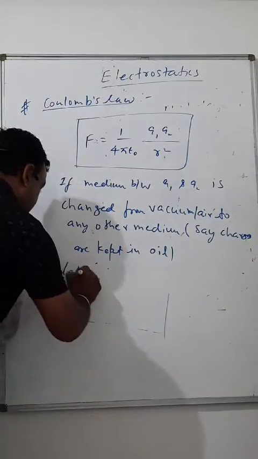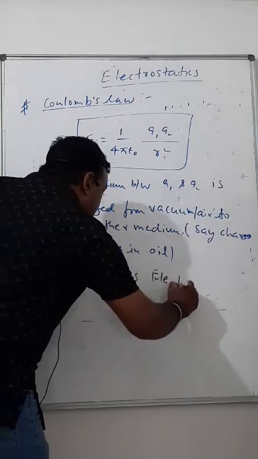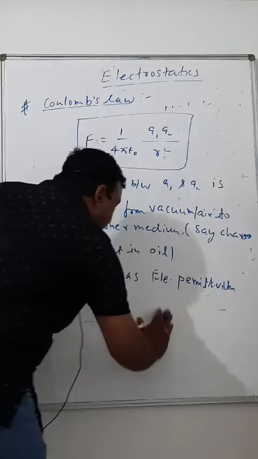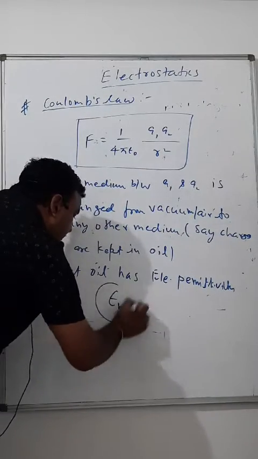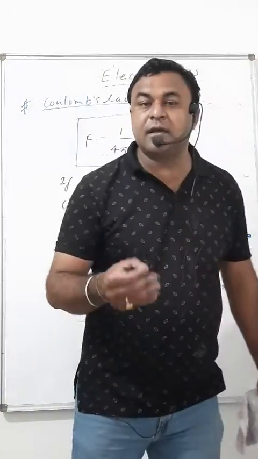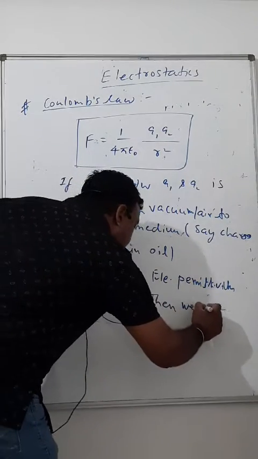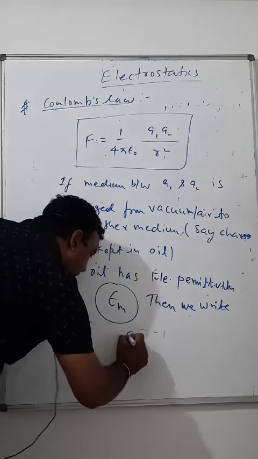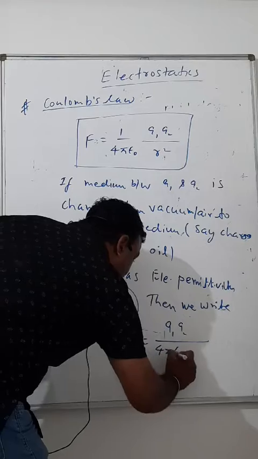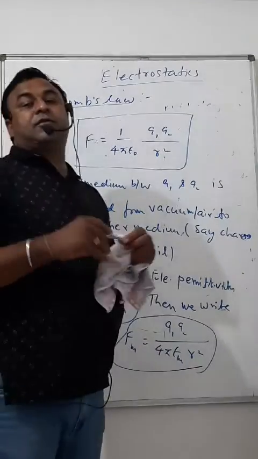Let oil have electrical permittivity. I read it as epsilon m. M stands for medium. Here it was epsilon naught. Now I am saying it is epsilon m. Then we write Fm equals Q1 Q2 by 4 pi epsilon m r square. The force will get changed if the medium is changed.